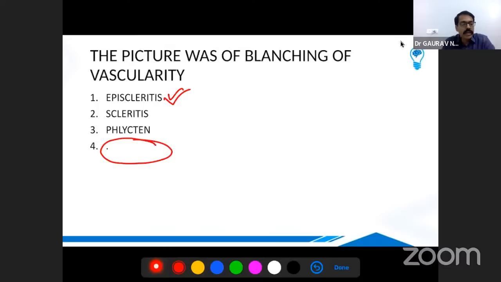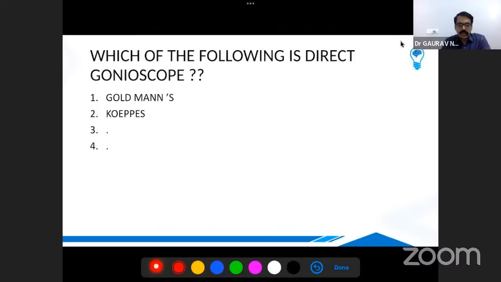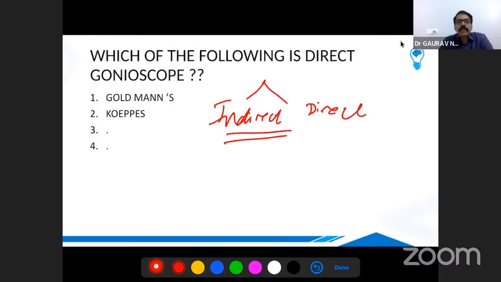No. So we'll go with the correct answer, episcleritis. Moving on to the next question. Which of the following is a direct gonioscope? Gonioscopes are of two types, indirect and direct types. Indirect is one which is used commonly in the OPD, where you can do it on slit lamp. Direct is the one where you see the angle directly.